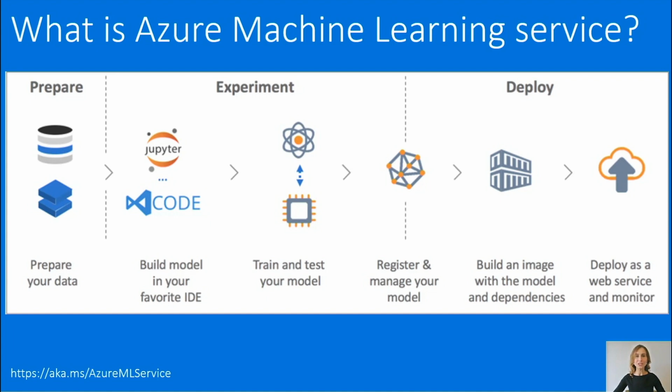First of all, what is machine learning? Machine learning is a data science technique that allows computers to use existing data to forecast future behaviors, outcomes, and trends. Using machine learning, computers learn without being explicitly programmed.